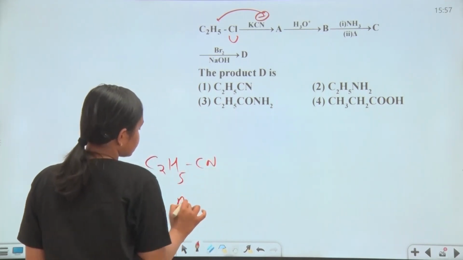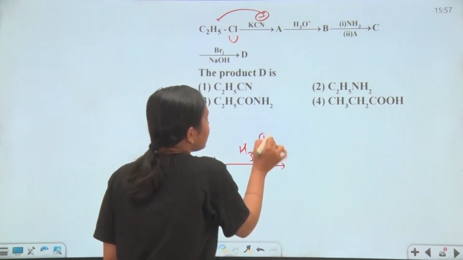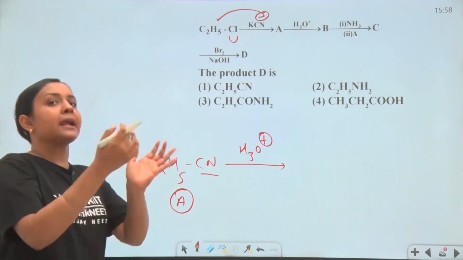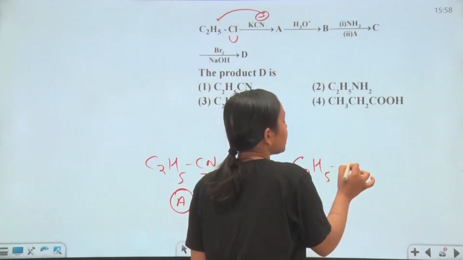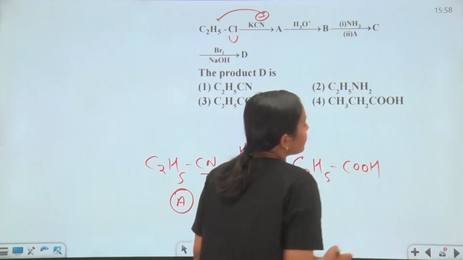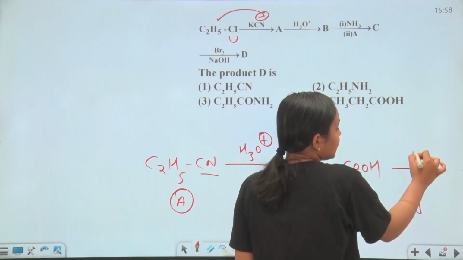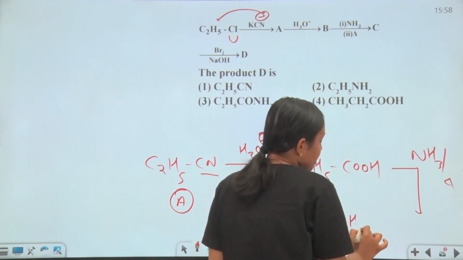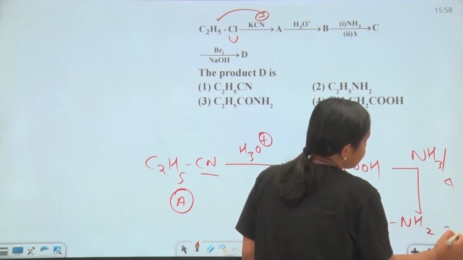C2H5CN. Now this compound A will undergo hydrolysis. So basically when this undergoes hydrolysis, here we have a cyanide group. This cyanide group will undergo hydrolysis, and after the hydrolysis of this cyanide group we will obtain here a carboxylic acid. This is our B. When this carboxylic acid is treated with ammonia in the presence of high temperature, then the formation of an amide group will take place. This is our C product.